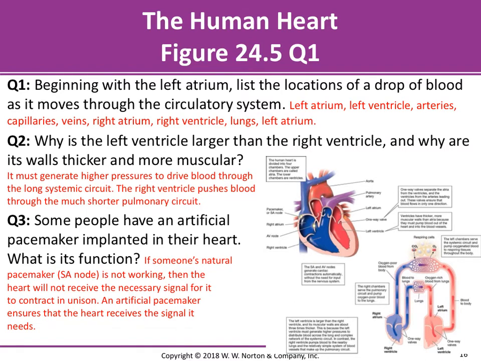So, in terms of the flow of blood, you have to know this. Beginning with the left atrium, this lists the locations of a drop of blood as it moves through the circulatory system. Left atrium, left ventricle, arteries, capillaries, veins, right atrium, right ventricle, lungs, left atrium. Okay.